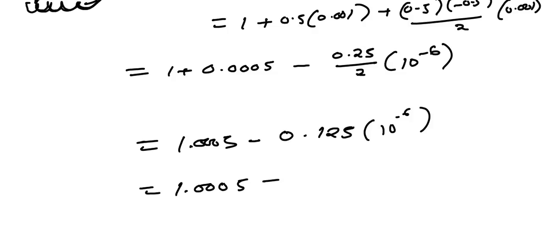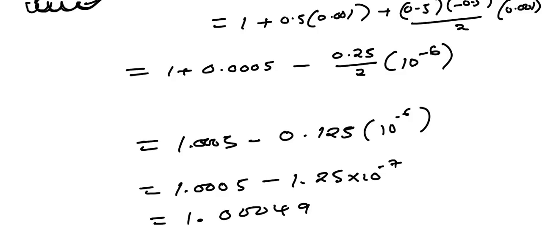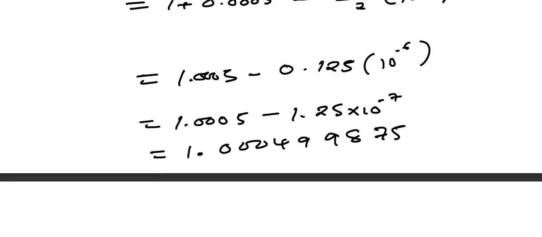1.0005 minus, this is going to be 1.25 times 10 to the power negative 7. And if we find the difference there, this is giving us 1.000499875. They want it to 6 decimal places, so this is going to be 1.123456.